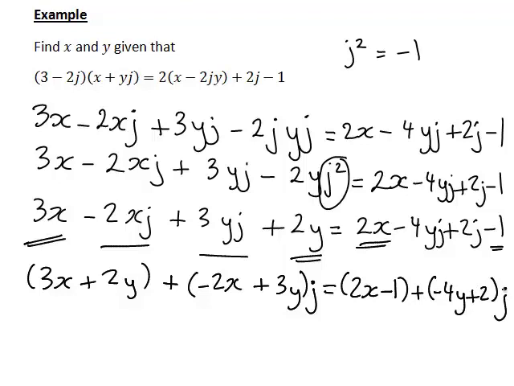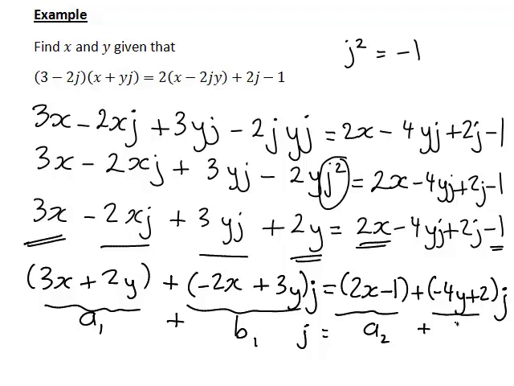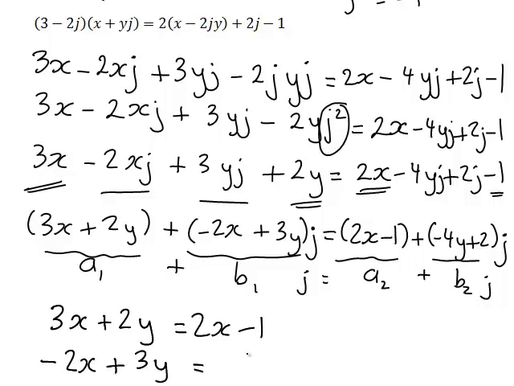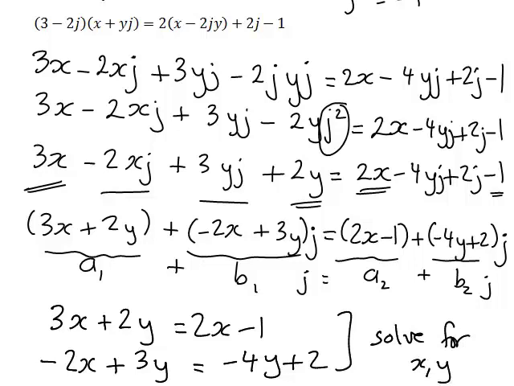So the idea is now we can equate the real part and the imaginary part, because effectively this can be thought of as a1 plus b1j equal to a2 plus b2j. So these numbers are equal on the left and right if and only if the real parts a1 equals a2, which means 3x plus 2y equal to 2x minus 1. And similarly, if the imaginary parts b1, which is negative 2x plus 3y, is equal to b2, which is negative 4y plus 2. And we now need to solve these simultaneous equations for x and y.